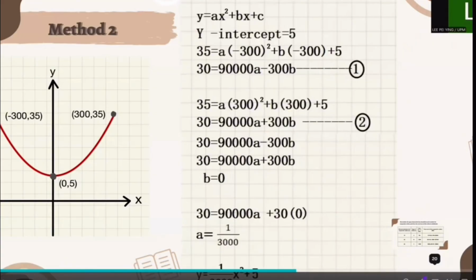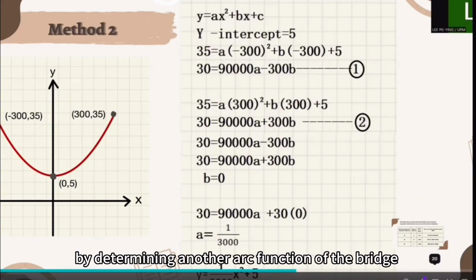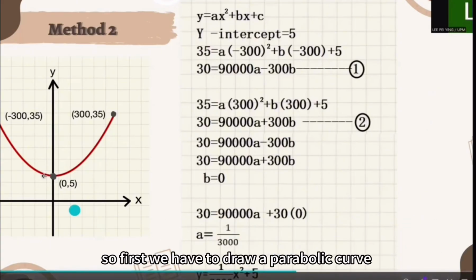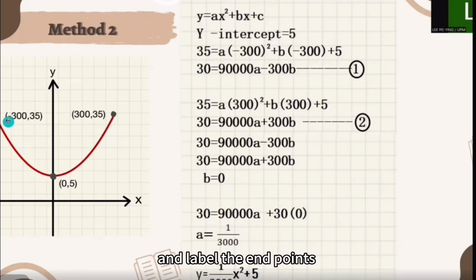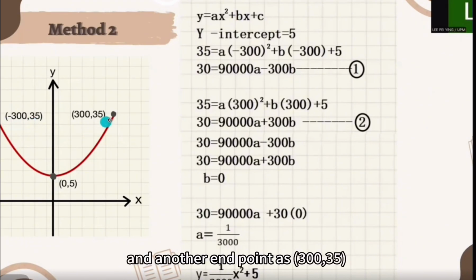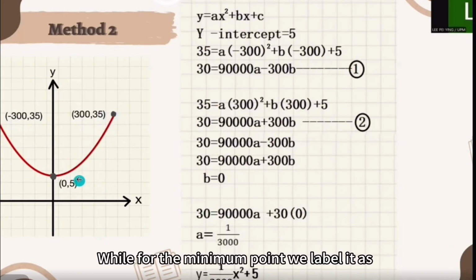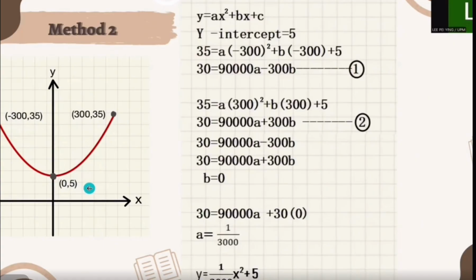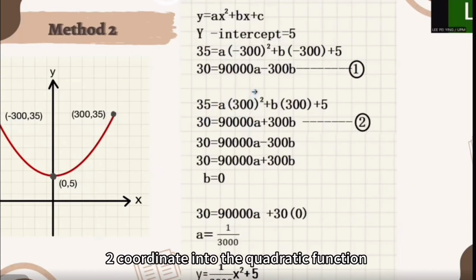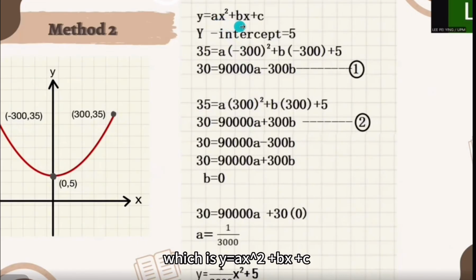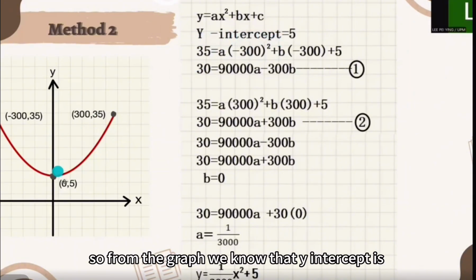Okay, so apart from the working solution that we mentioned just now, we also have another approach to solve the problem by determining another arc function of the bridge. So first, we have to draw a parabolic curve and label the endpoints as negative 335 and 335. While for the minimum point, we will label it as (0, 5). The next step is to substitute two coordinates into the quadratic function, which is y equals ax squared plus bx plus c. So from the graph, we know that the y-intercept is equal to 5.